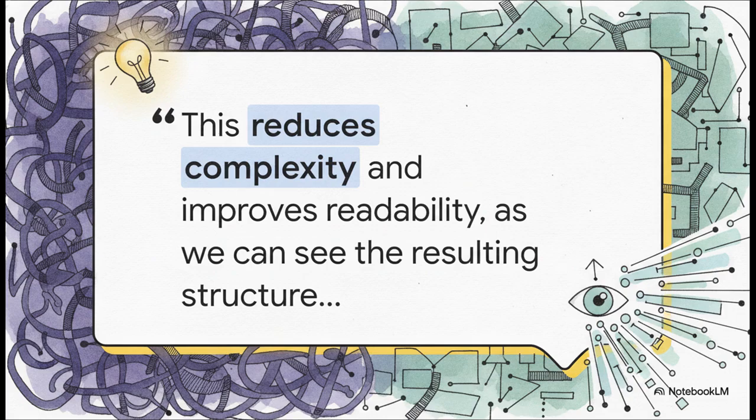In their notes, Ang writes, "This reduces complexity and improves readability, as we can see the resulting structure immediately." That word, immediately, is the ultimate payoff here. You don't have to trace a variable back to some distant function to figure out what type it is. The whole structure is completely visible at a single glance. It proves that the absolute best code is the code you don't even have to decipher.